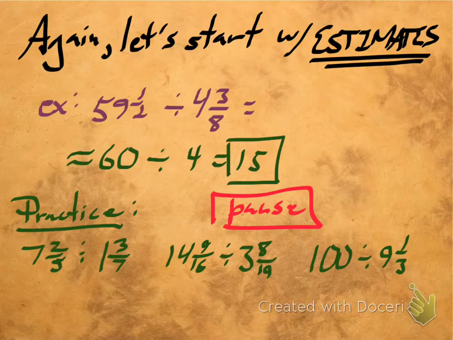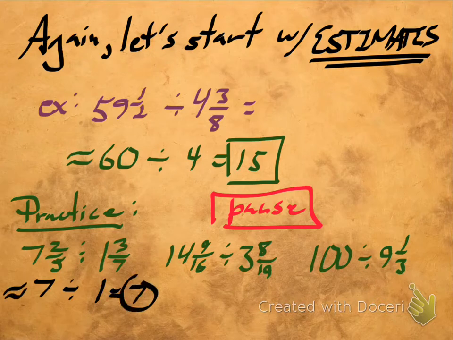Okay, so these are pretty straightforward. In this first one, 7 2/5 is closer to 7, and 1 3/7 is closer to 1. Those are compatible numbers, so 7 divided by 1, this is the rounding, is going to give us exactly 7, so that's our estimate for that one.